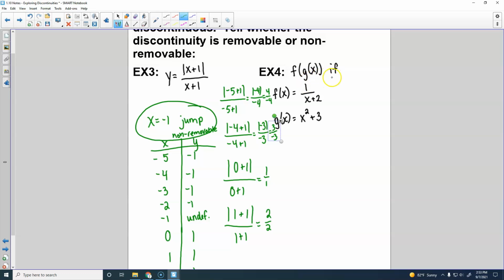Okay, this time we're looking for f of g of x. So we've got to plug g into f, right? So g is x squared plus 3. If I do f of g, I'm going to have 1 over x squared plus 3 plus 2.